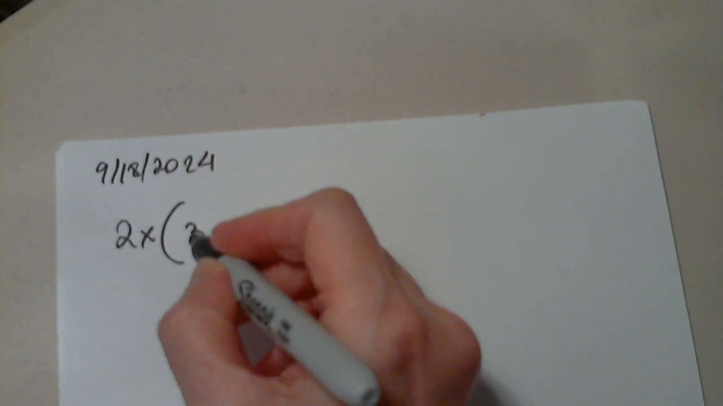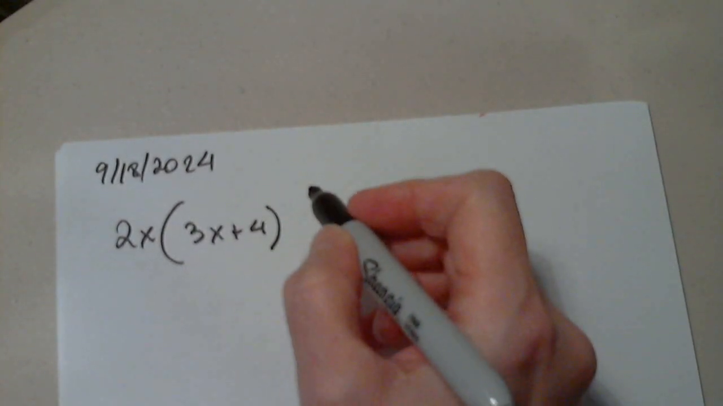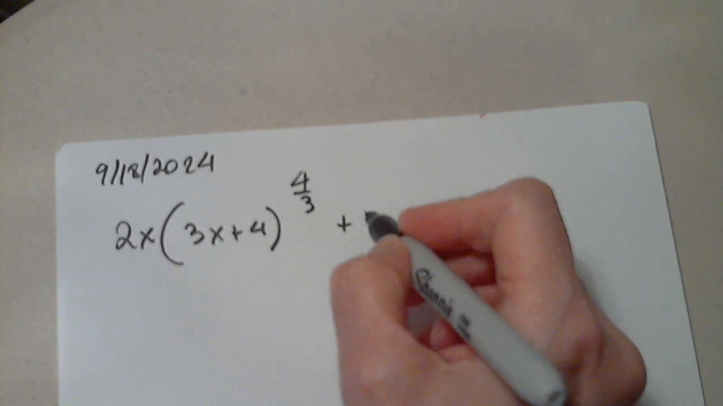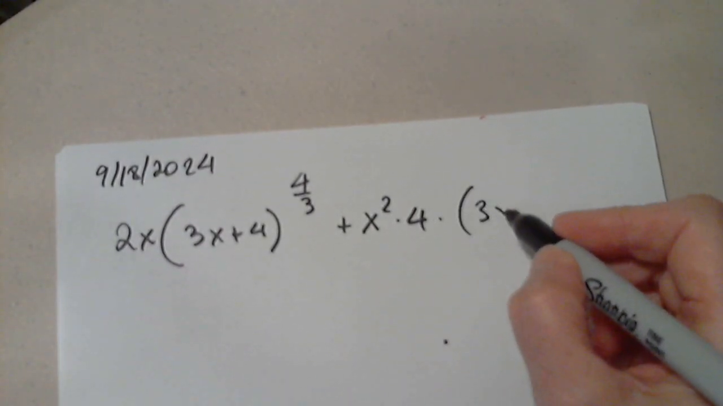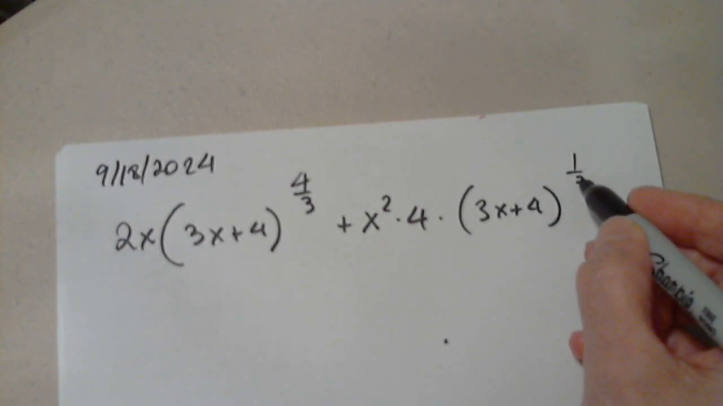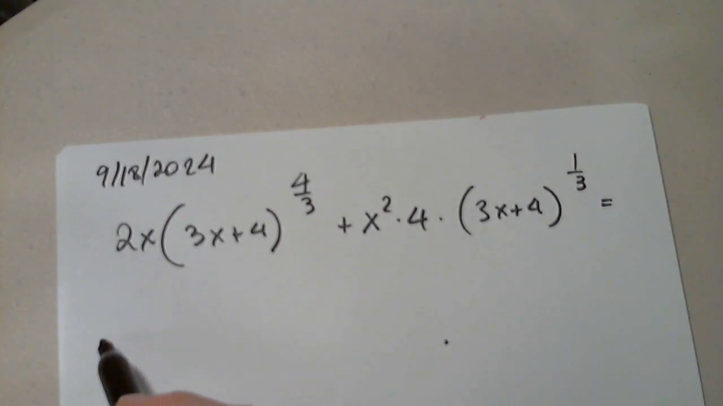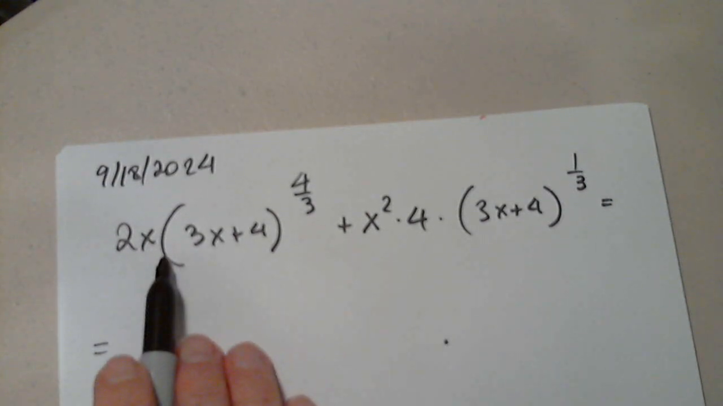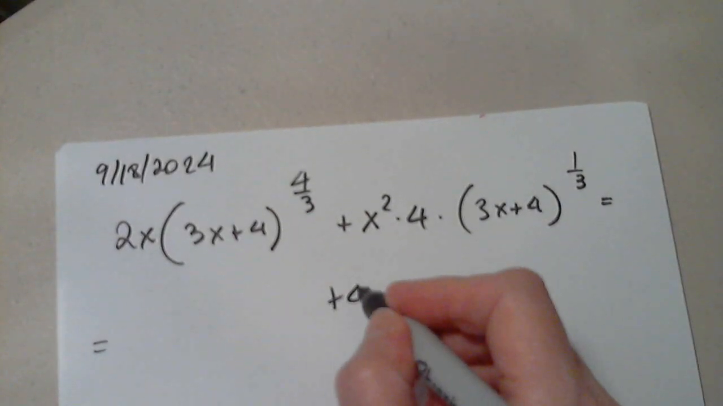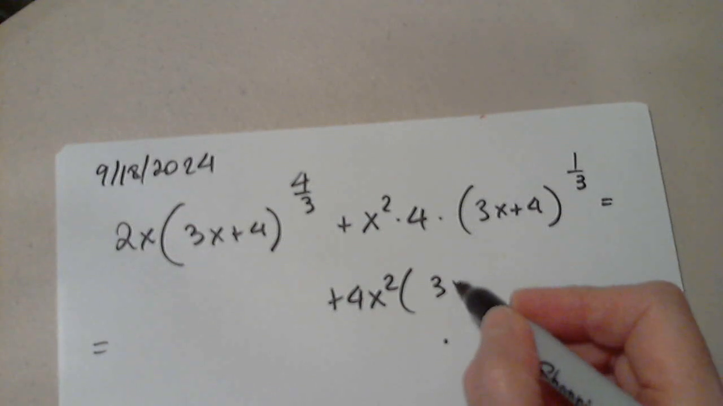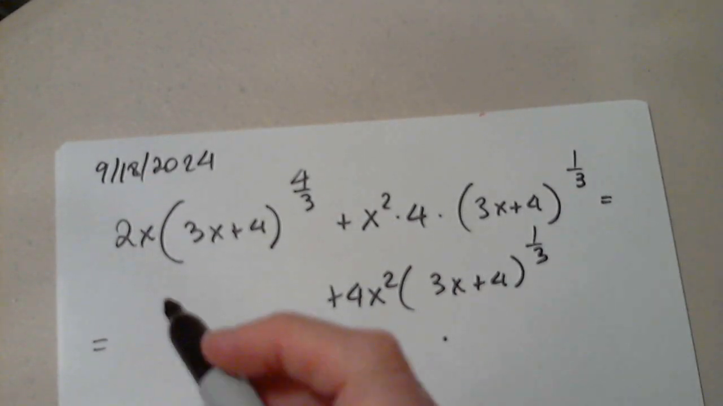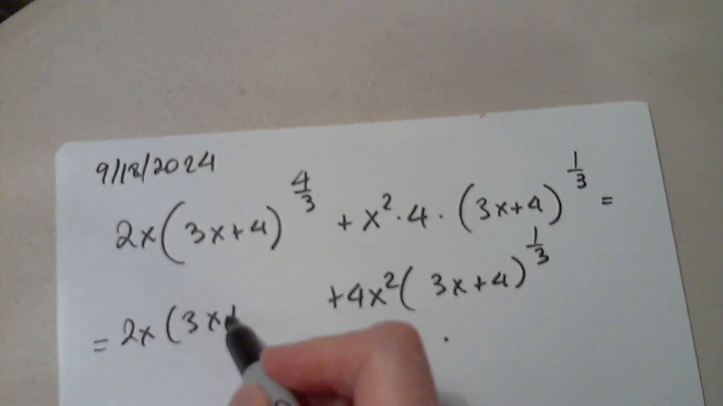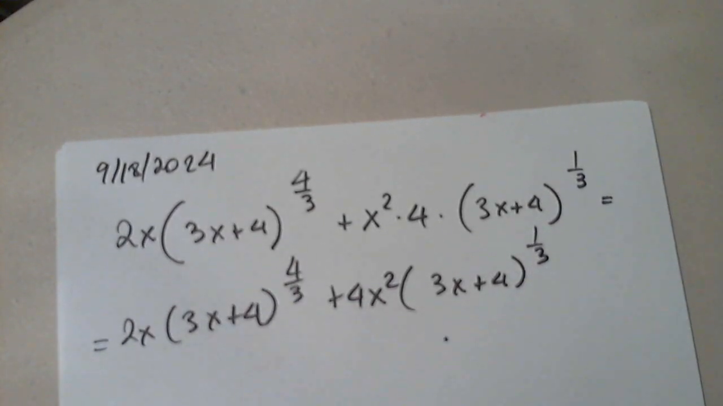So we had 2x, and then we had (3x plus 4) raised to 4/3, and then plus... let me copy this, to 1/3. Okay, so first of all, I'm going to just rearrange this term, and I'm going to write normally 4x squared, (3x plus 4) to 1/3, and then 2x, (3x plus 4) to 4/3.